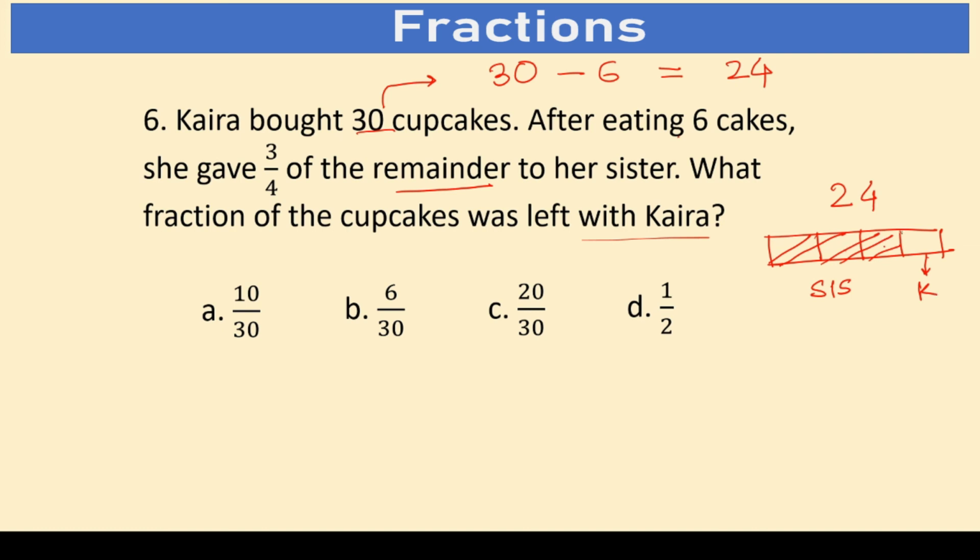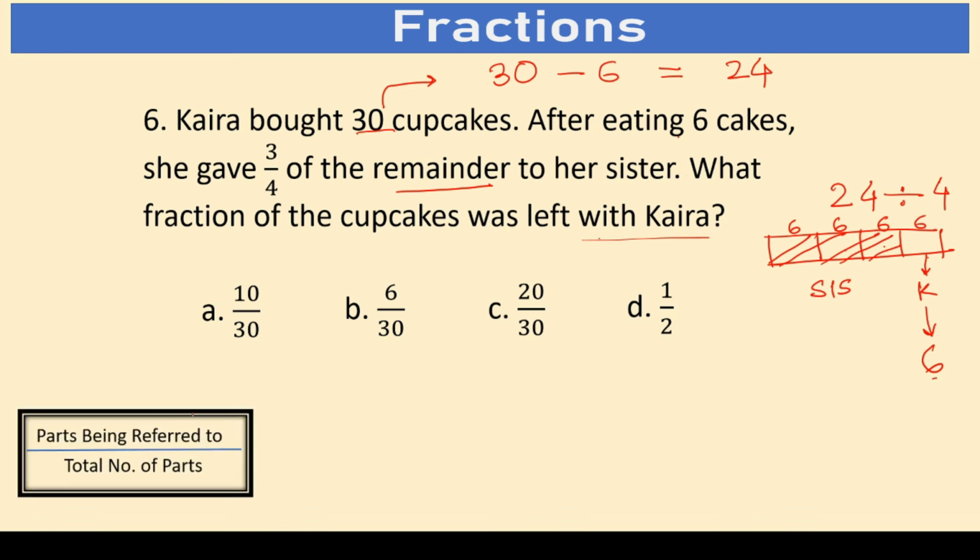So what is in each of these portions? Well, for that you divide 24 by 4, which is nothing but 6. So each box had 6 cupcakes. 3/4 gone to sister, 1 portion left with her. So Kyra has 6 cupcakes with her. Now, what fraction of cupcakes was left with Kyra? So we know Kyra had 6. To find the fraction, we want parts being referred to, which is equal to 6, what Kyra has, and the total number of parts, which is 30. So my answer is option B, 6 by 30.